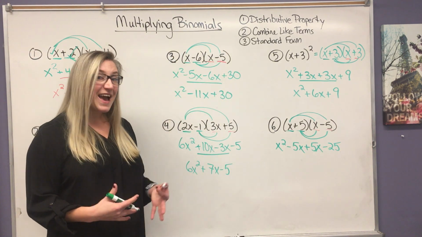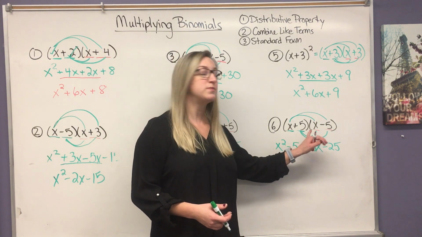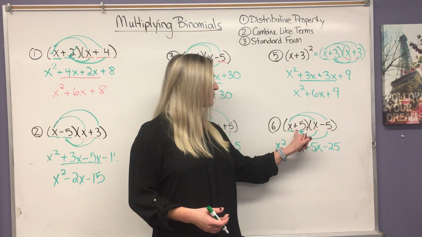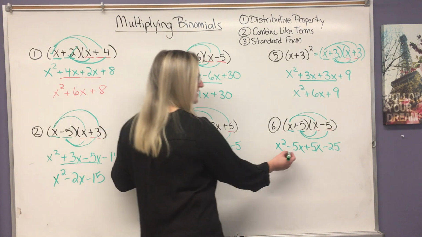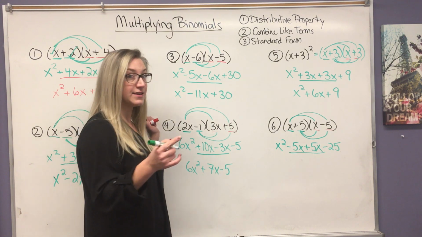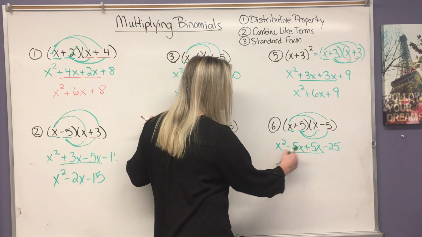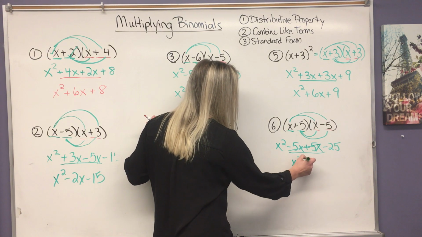Keep in mind, this can happen and actually will happen every single time you have the same 2 terms in each parentheses, but with one with a positive and one with a negative in the middle. What's negative 5x plus 5x? Not x. It's actually a 0 because negative 5 plus 5 cancels out. You're left with x squared minus 25.